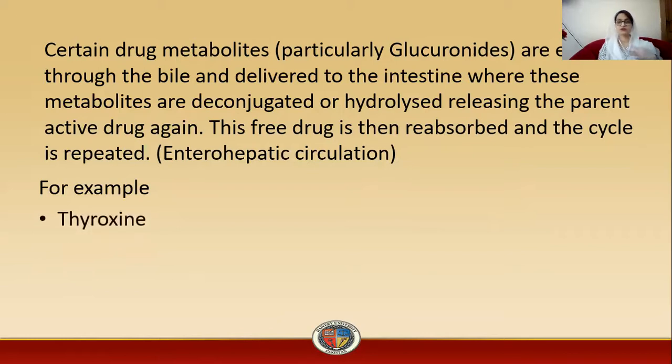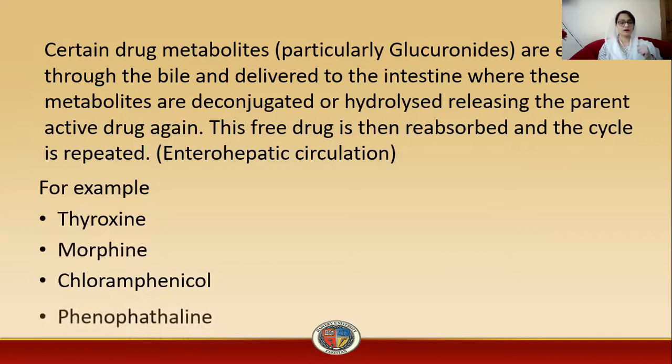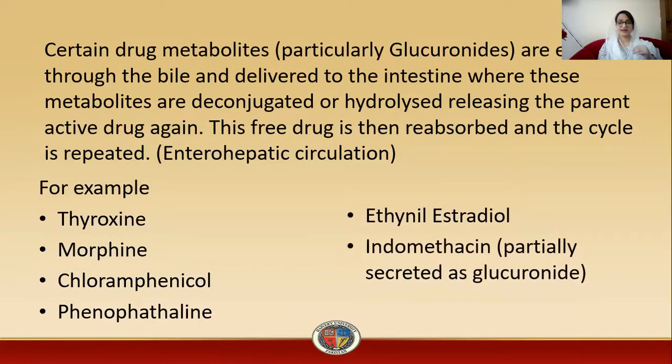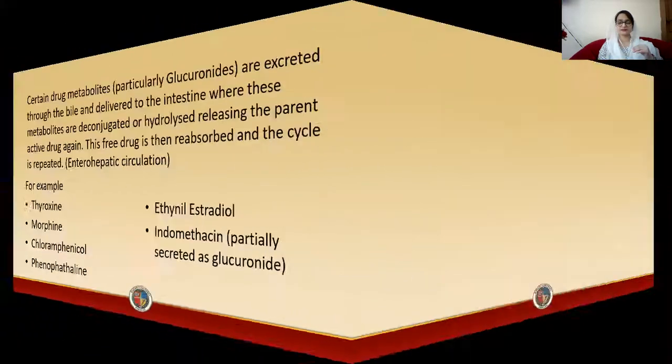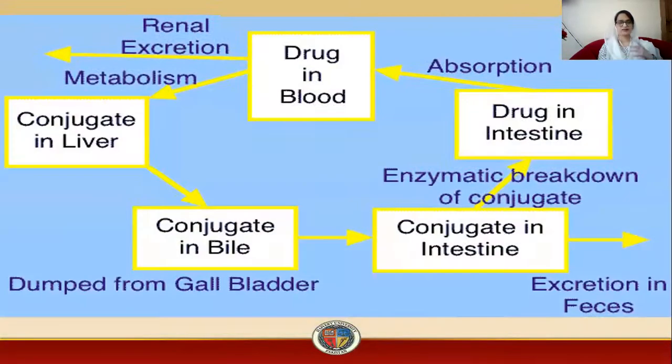And the examples of drugs which undergo this type of circulation are thyroxine, morphine, chloramphenicol, phenolphthalein, ethinyl estradiol, and indomethacin, particularly secreted as glucuronide. And this is the example.